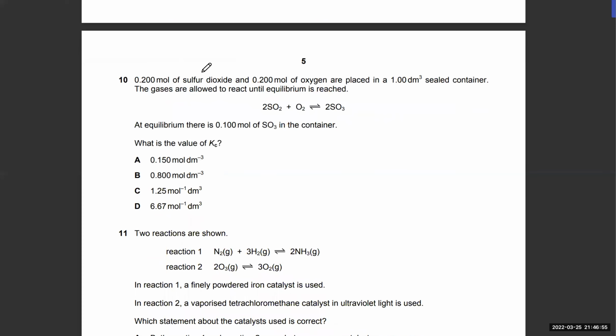Okay, we have to calculate, I think, Kc in this one with 0.2 moles of sulfur dioxide. So for this you have to make a table. 2SO2 plus O2 in equilibrium with 2SO3. Initial moles, final moles. What are the initial moles? 0.2 moles of sulfur dioxide, so 0.2 and 0.2. They're mixed, placed in a 1 cubic vessel, and so SO3 is 0. At equilibrium, there's 0.1 moles. So when they looked at equilibrium, they found 0.1 moles of SO3.